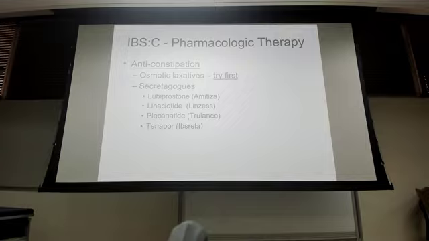I would know the classes, a couple in the classes, but the main thing is knowing the algorithm. Osmotic laxative, then moving on to the more severe secretagogues.